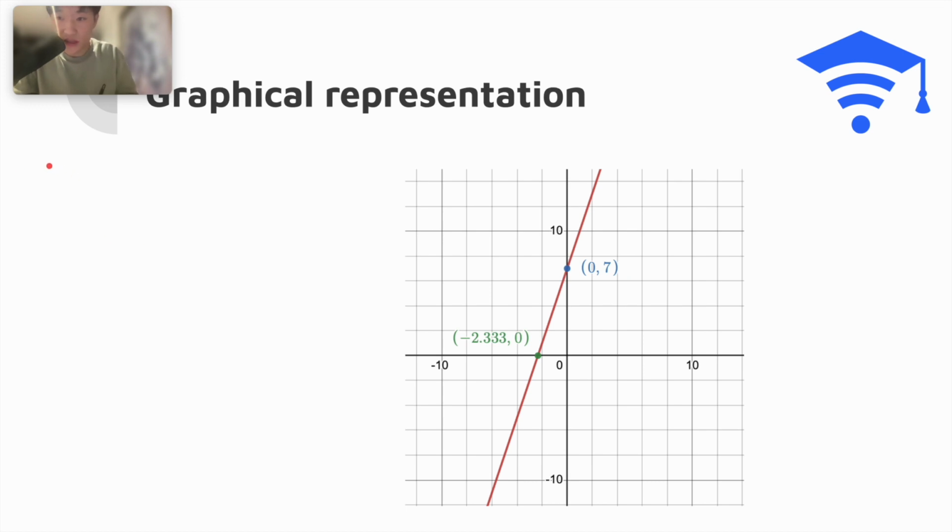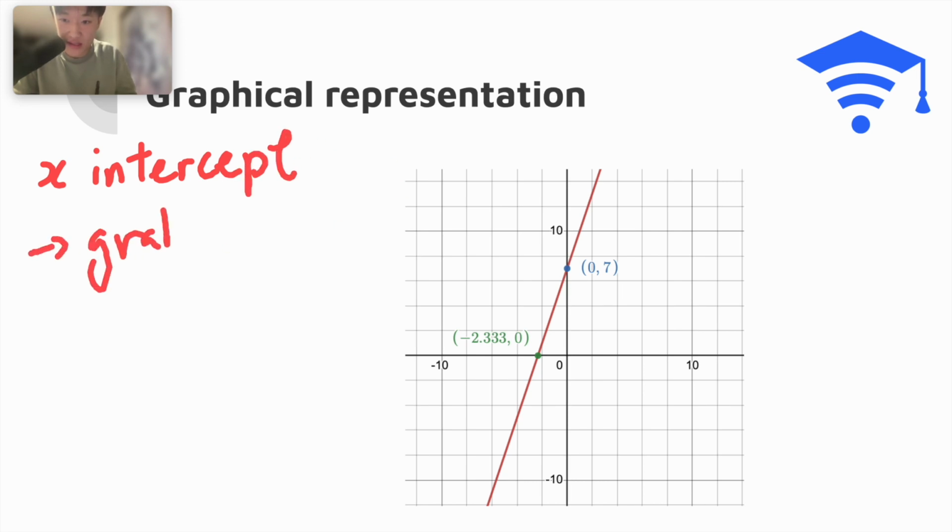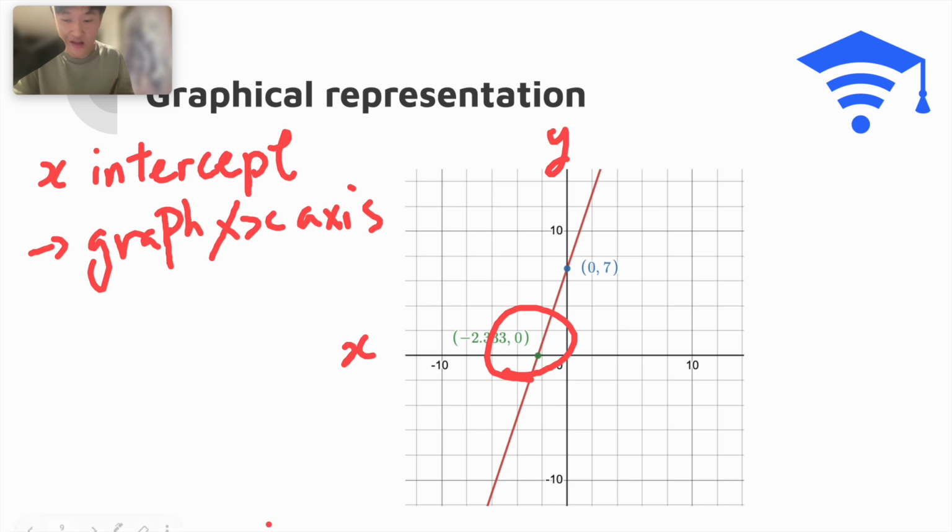So let's think about the x-intercept. The x-intercept here is when the graph crosses the x-axis. So you can see that happening right here. This is where this red line, the graph, is crossing the x-axis here. Let's just label that. The x-axis is being crossed at this green point, and that point is exactly negative 2.33 at 0. And you can see how the y is equal to 0 here.